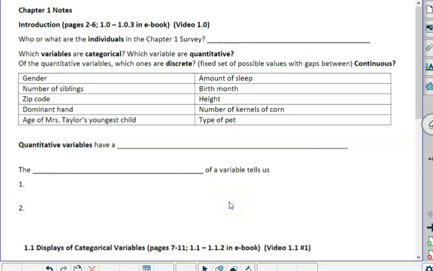Who or what are the individuals in the class survey? Well, the class survey was asking you questions about yourself, so you are the individuals. The AP Stat students are the individuals in this set of data. Now the variables are all the different questions I asked of you. What's your gender? How many siblings do you have? What's your zip code? What's your dominant hand you write with, etc. So all of these are variables about you, the individual.